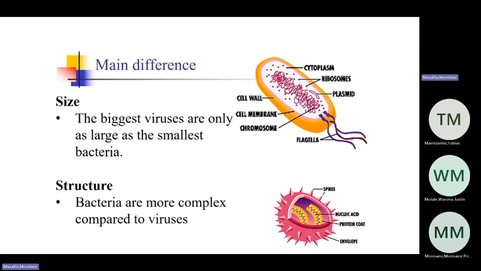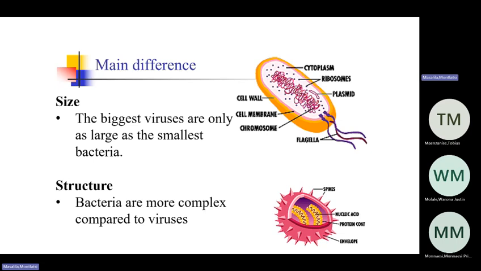Bacteria are the biggest, or the largest, to a level where the biggest viruses are only as large as the smallest bacteria. You will see that bacteria are much bigger than viruses, so they are the giraffes. The other thing that you need to take into account is the structure of the two.